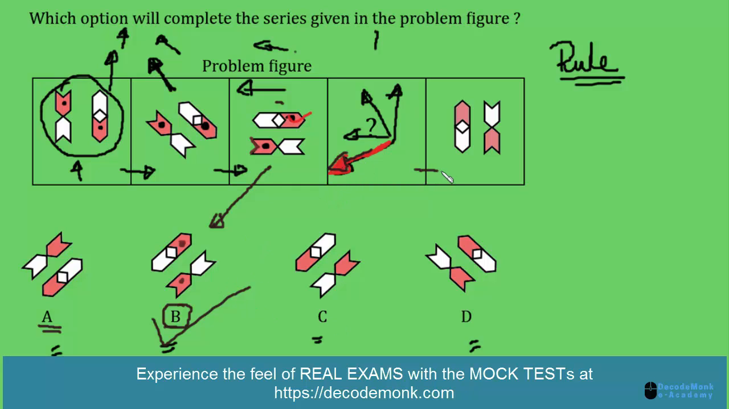Now for the last figure, you can see that if you go from this portion to this particular direction, it will definitely result in the last figure. So if you tilt this from this to this position, then it will result in this particular option D. So option B is the right answer.